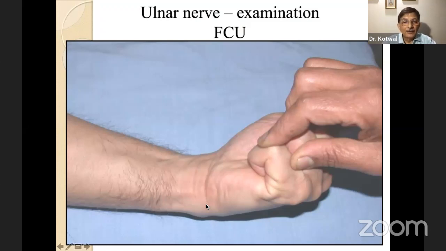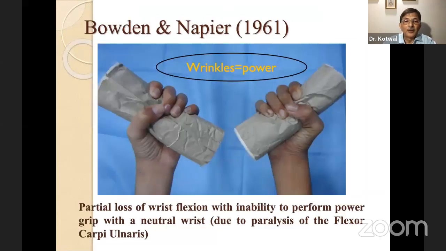In the ulnar nerve, you would test the flexor carpi ulnaris with resisted flexion at the wrist with little ulnar deviation. This will make the FCU tendon stand out. And if it is paralyzed, you will not be able to do that.